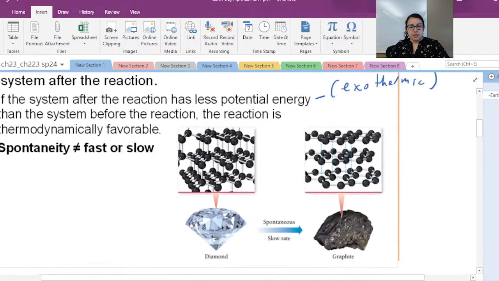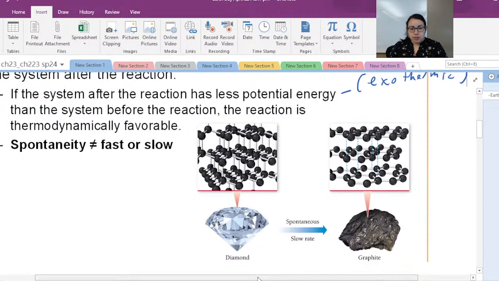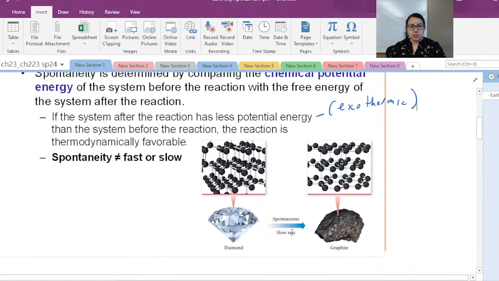And so this is always given as a good indication of a spontaneous process, but one that is extremely slow. And so this is a more thermodynamically favored product, graphite, so it's the thermodynamic sink. And so again, this is why it's favorable, so over time, it would eventually convert to graphite. But again, it doesn't equal fast or slow, so the time scale of this reaction is extremely slow, so we would not observe it.